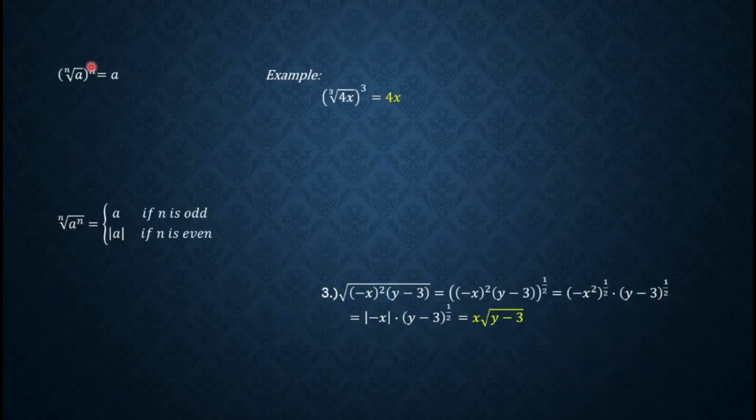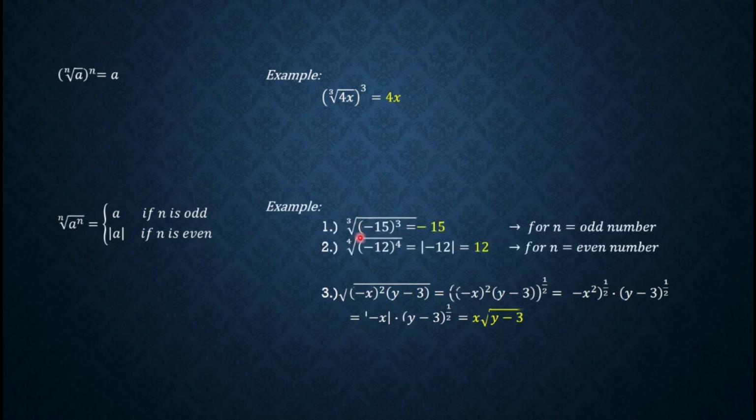Next, another theorem of radicals. The nth root of e to the power n is equal to e. So for example, the cube root of 4x quantity cubed, so multiply by 3, so automatic makancel siya, automatic the result is 4x. So another theorem: the nth root of e to the power n is equal to e if n is odd, so unsa tong odd na number, so katong 1, 3, 5, 7 and so on. Then absolute value of e if n is even, so unsa tong even na mga numbers, so those even numbers are 2, 4, 6 and so on.